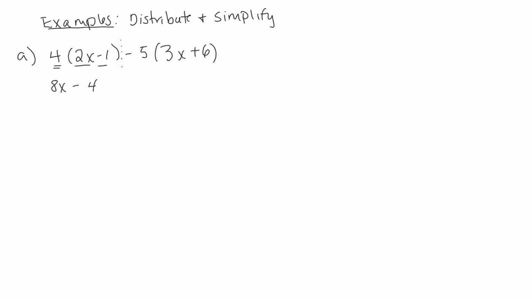Now we move to the second half of the problem, which is negative 5 times 3x plus 6. So negative 5 times 3x, well, we start by looking at the negative 5 and the 3. That would give us negative 15. And then we just keep the x. And then negative 5 times 6, we're going to get a negative, and it's going to be negative 30. So then let's look over what we have here. We now have 8x minus 4 minus 15x minus 30.